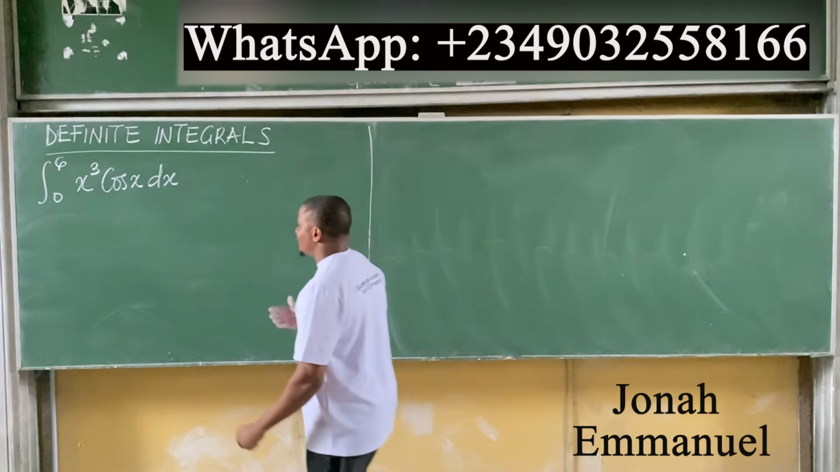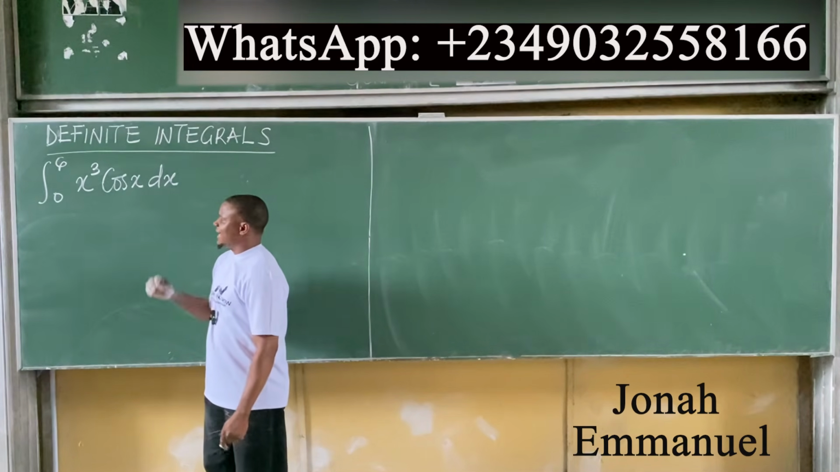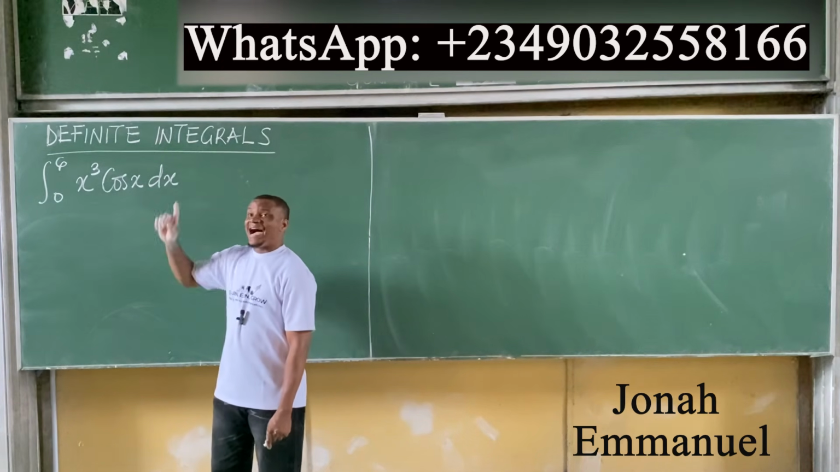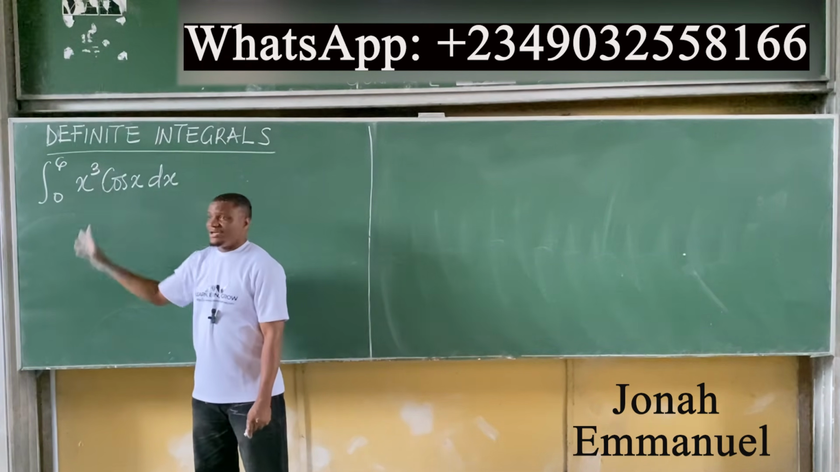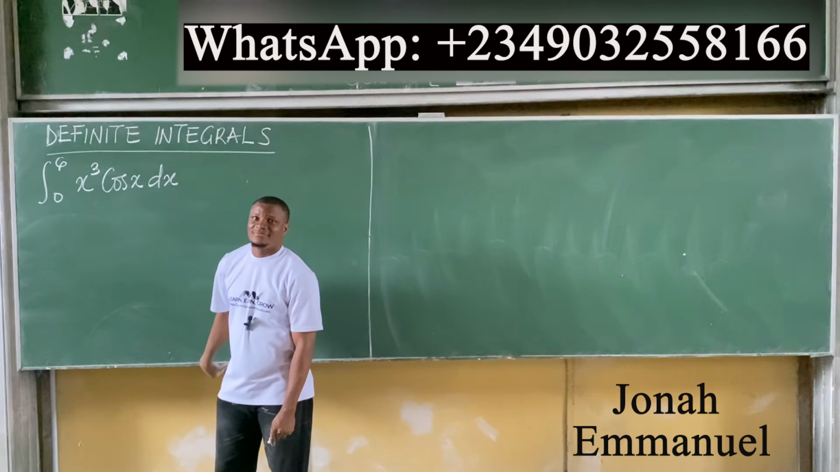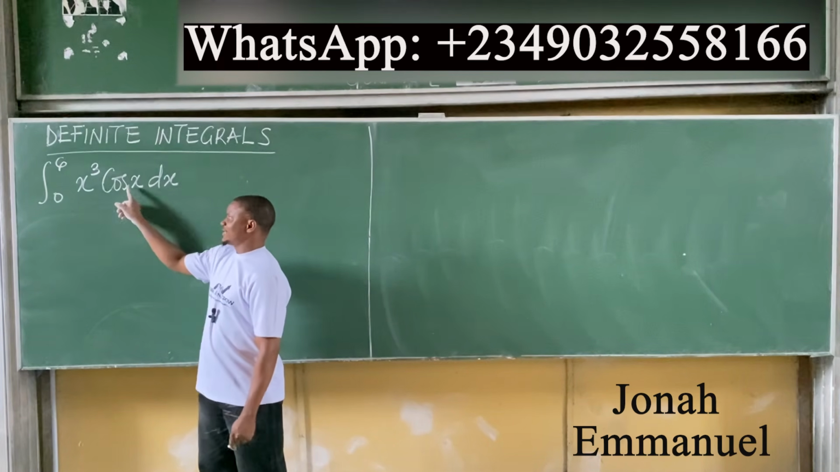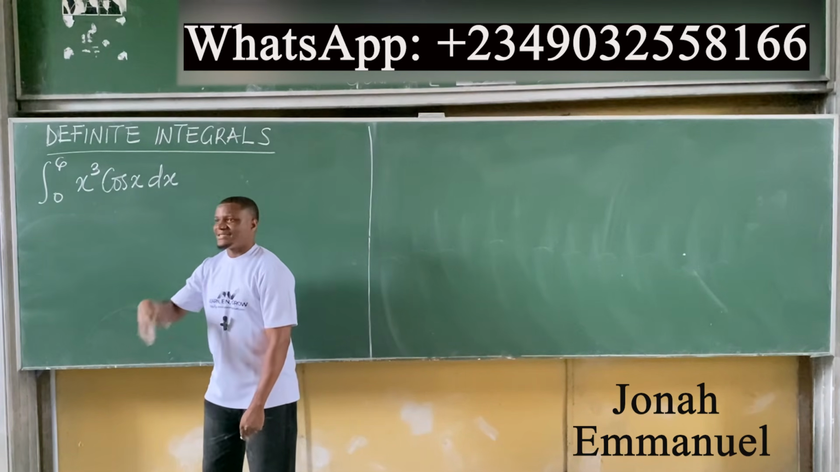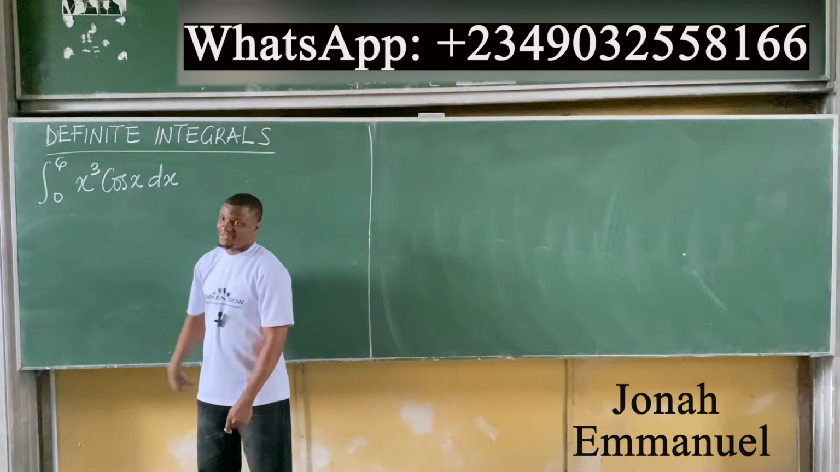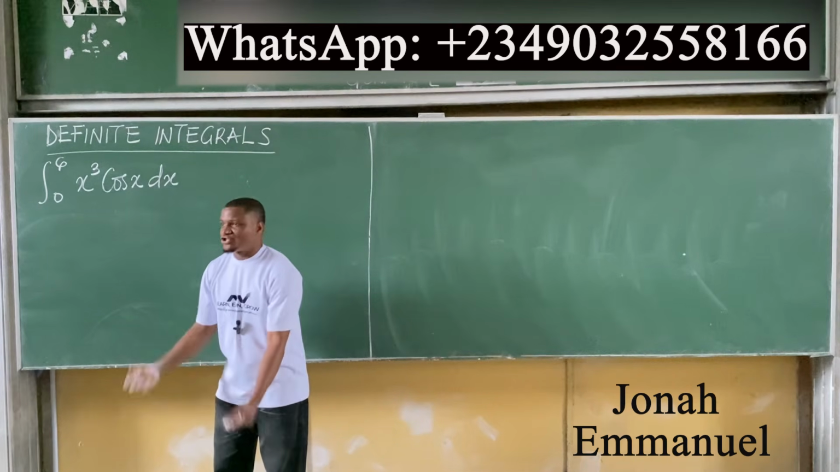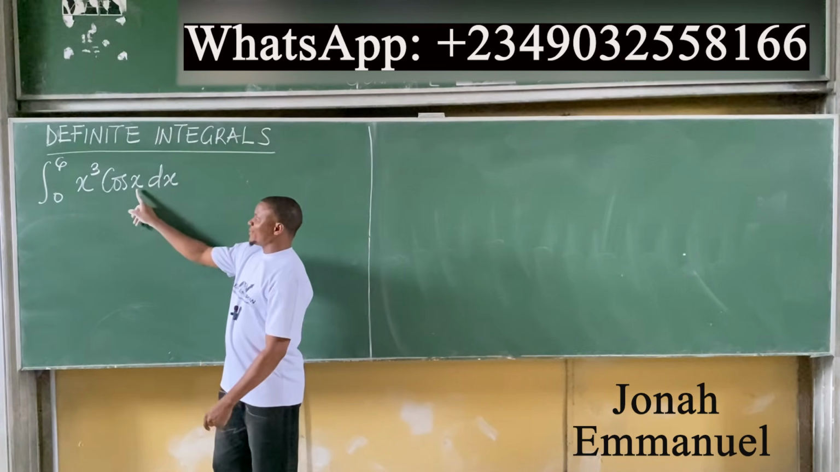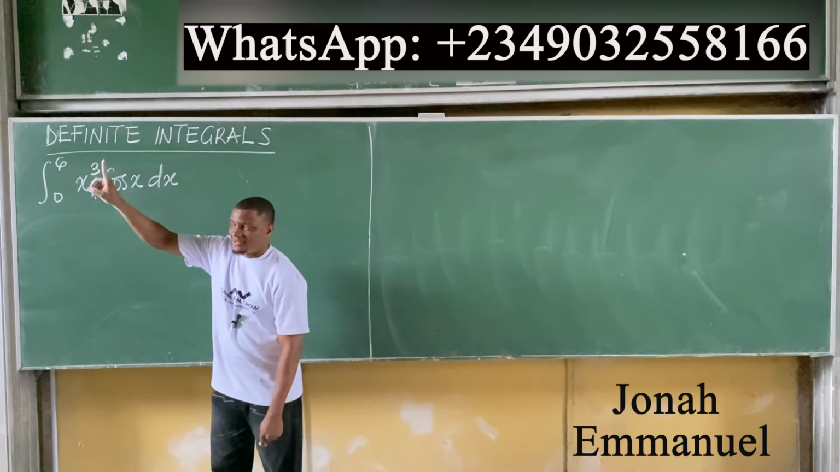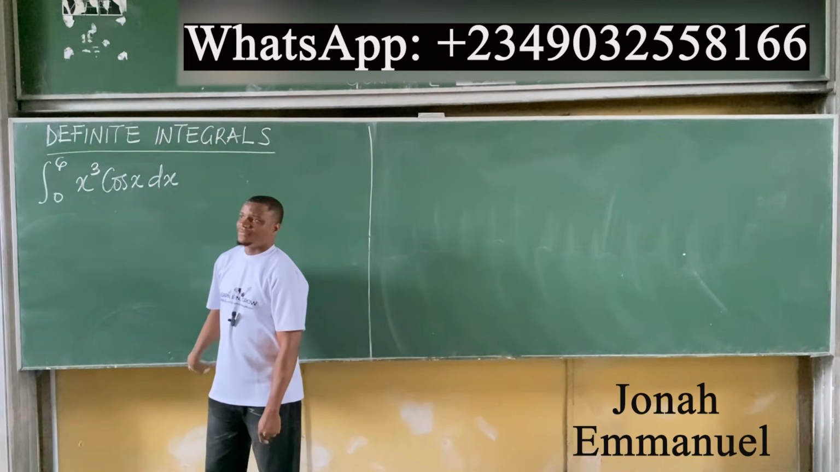I will ask myself, is there anything I can substitute such that it will cancel out something here, as in the first case I did? In this case, literally nothing. If u is cos x, if I differentiate cos x, I'll have minus sine x. It's not cancel this. Let u be x. If I differentiate x, I'll have 1. It's not cancel x cubed.